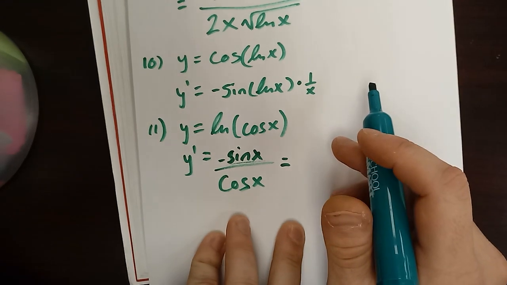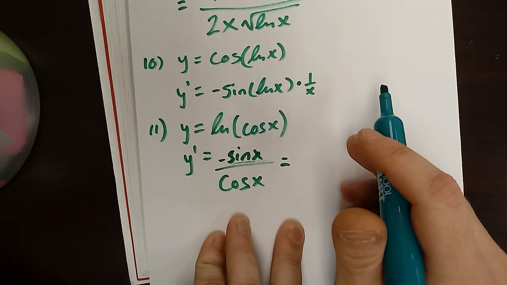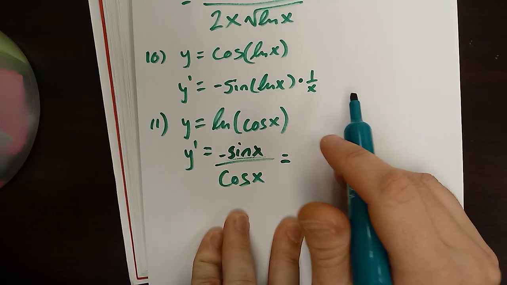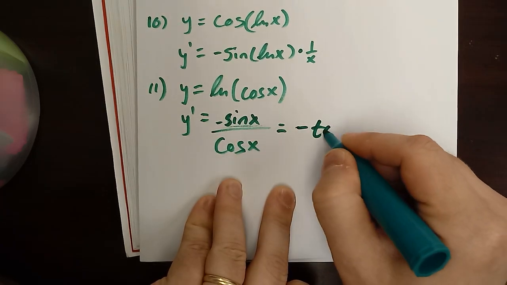And I feel really weird saying that because I love the idea that math shouldn't be about memorizing, but the AP exam is totally about memorizing. So it's just a definition. You just have to know that it's tangent. So it's negative tangent.